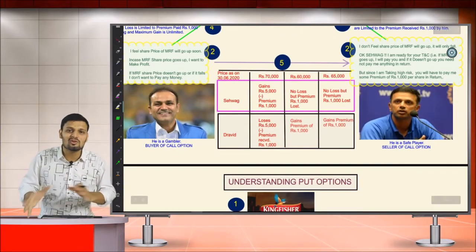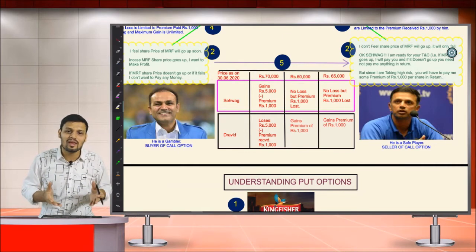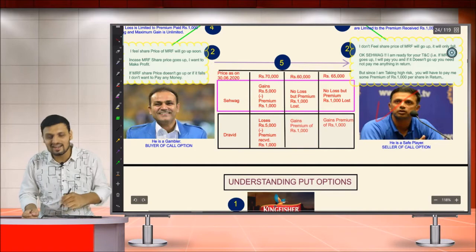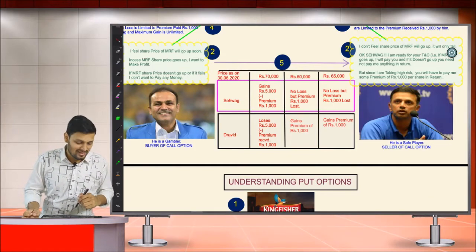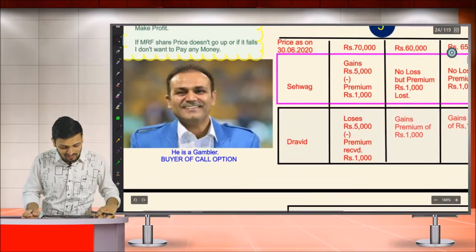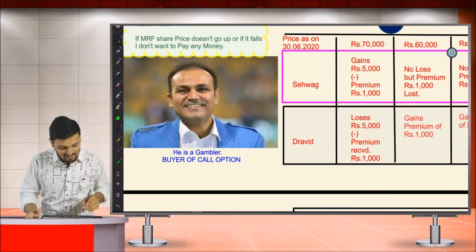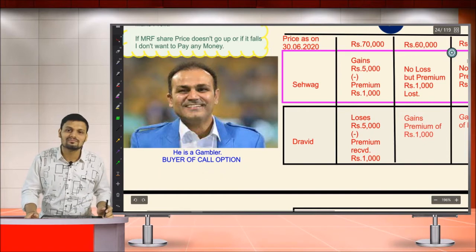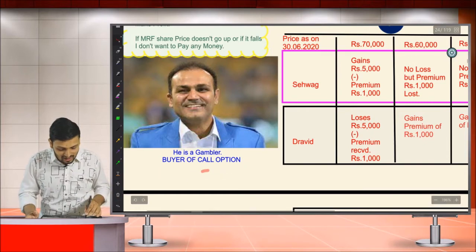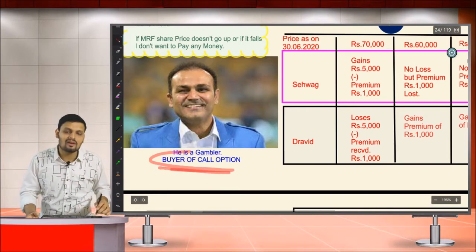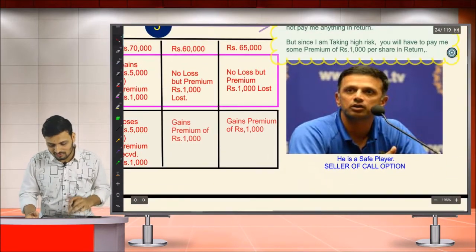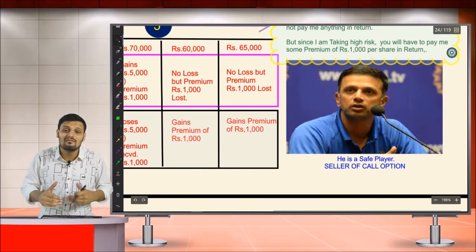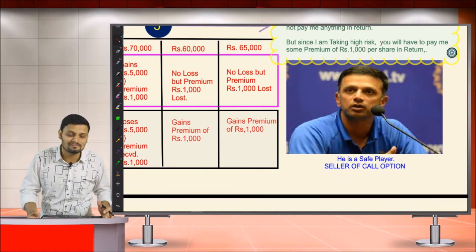I have just taken a story. I hope you all know who these players are. The person on the left is Virender Sehwag and the person on the right is Rahul Dravid. Now, let us try to understand this story. Sehwag is a gambler. He will generally be a buyer of a call option. Now Rahul Dravid is a safe player. He will be willing to become a seller of a call option.